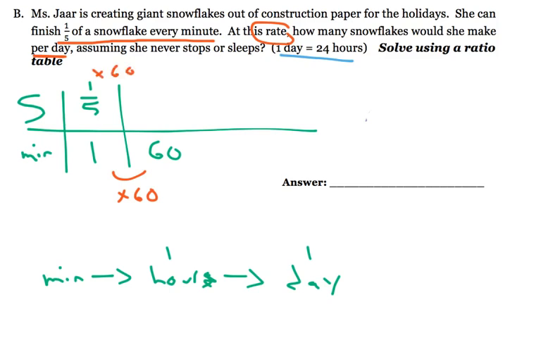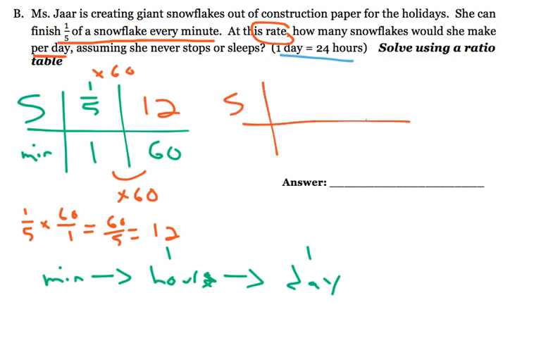4/5 times 60 would be 240/5, and then you just have to do 240 divided by 5, which is 48. Alright, so that's the first part. That's 48 snowflakes in an hour. So just to make it really clear, I'm now going to do snowflakes in hours, and I got 48 snowflakes in an hour in that 60 minutes. I'm just rewriting the 60 minutes as 1 hour.